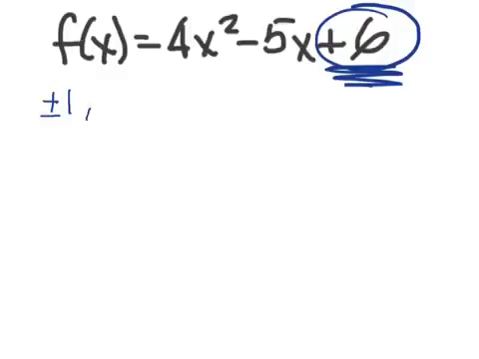What's another factor of 6? 2. What's another factor of 6? What's another factor of 6? That's right. And you put plus or minus in front of all of them. Now those by themselves will be possible roots of this polynomial. Plus or minus, there we go.